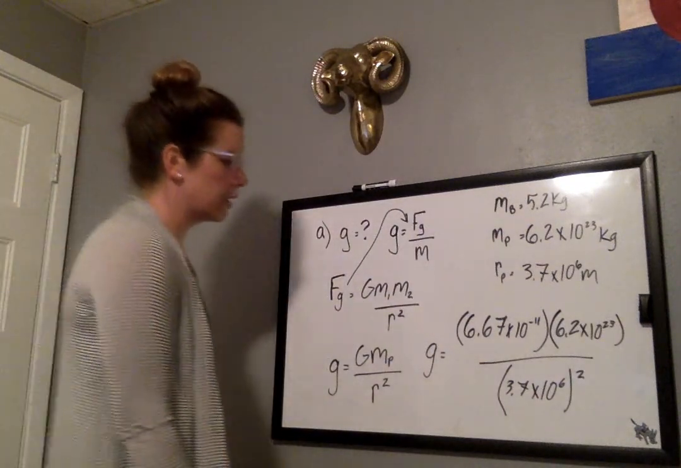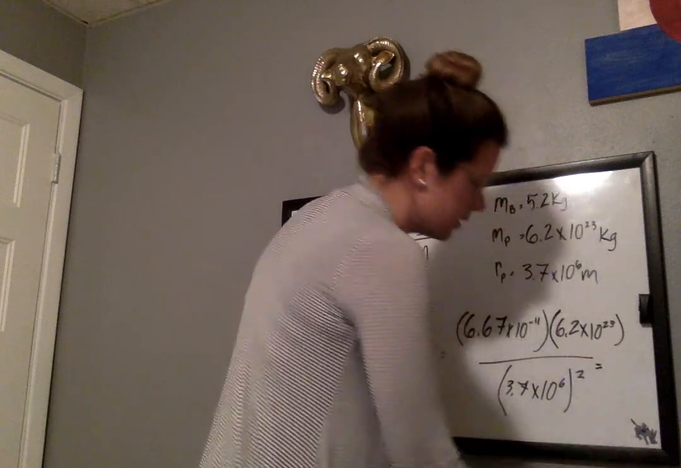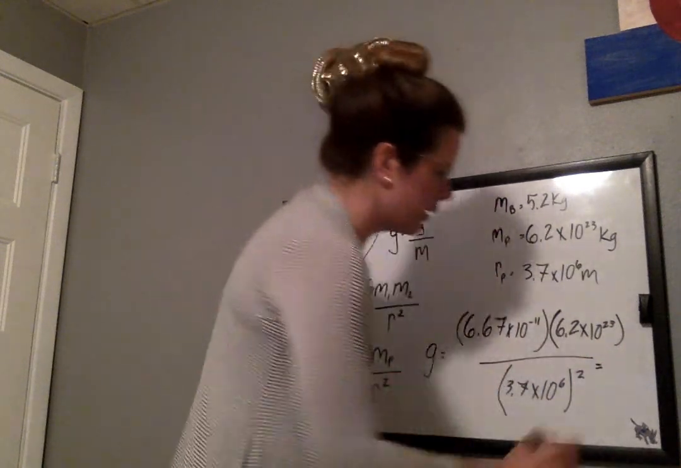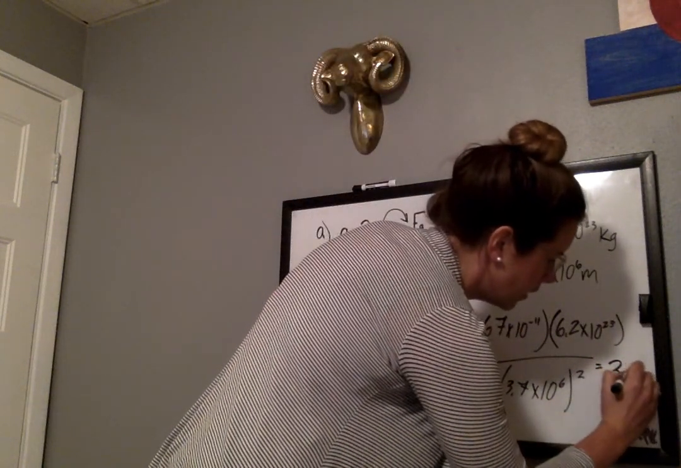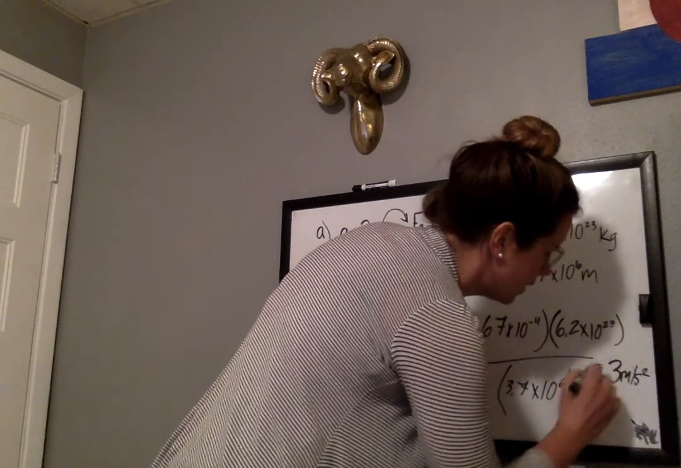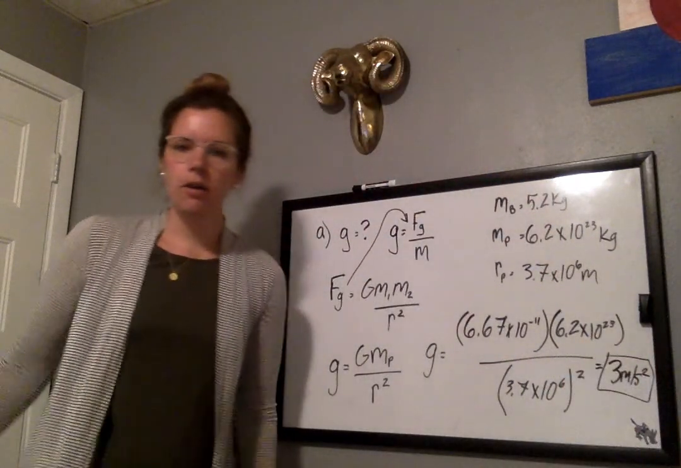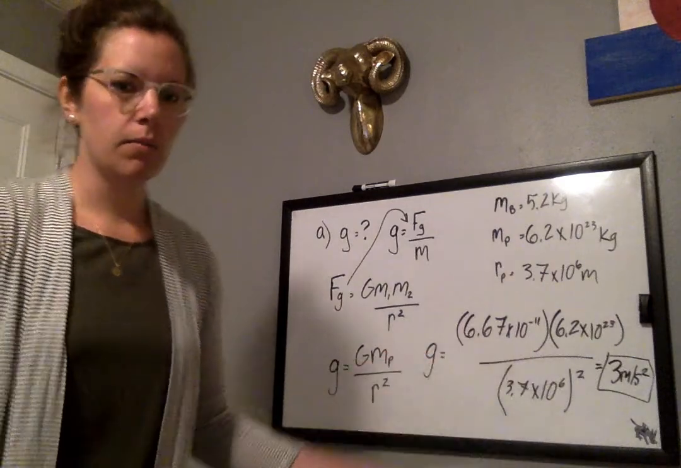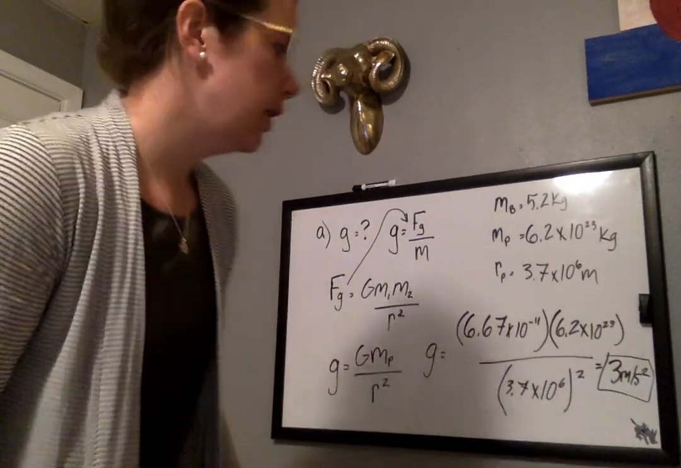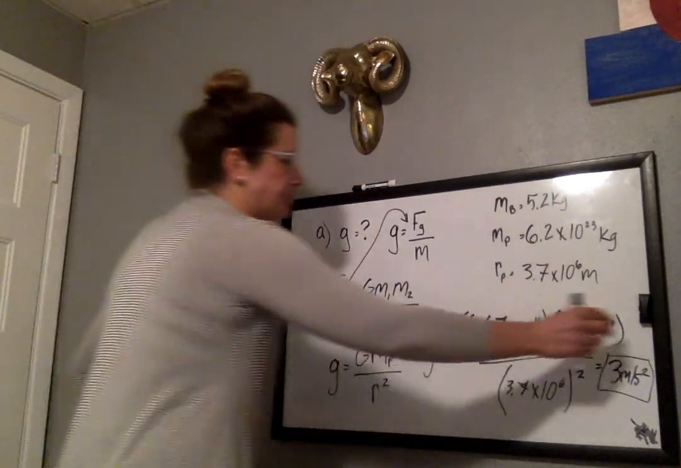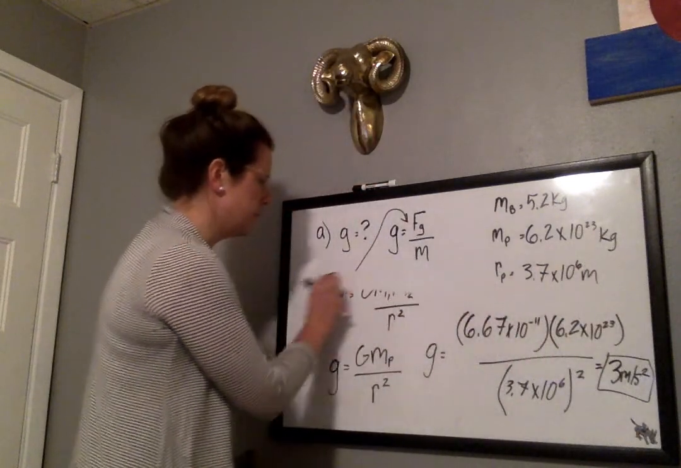You put that into your calculator and you get 3 meters per second squared as our acceleration due to gravity. On Earth, it is 9.8. On the planet we're on, it is 3. Cool.